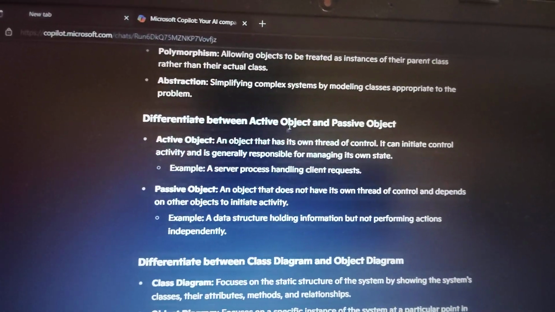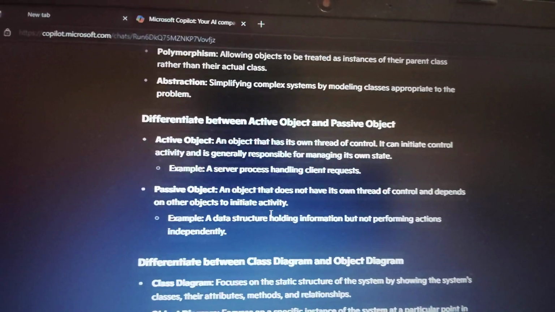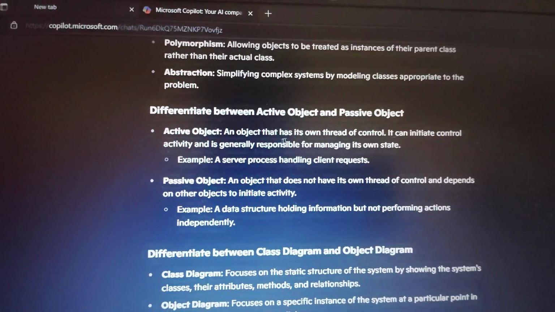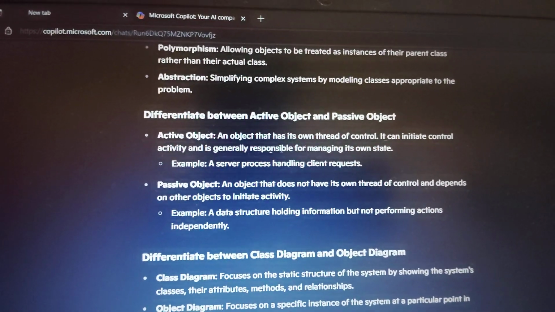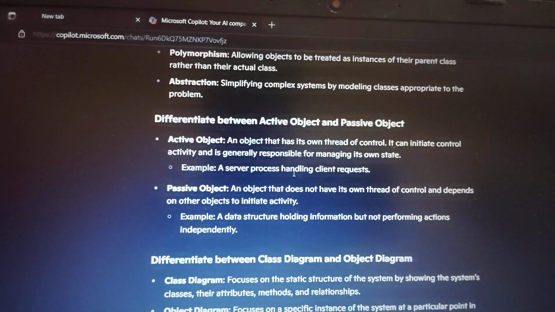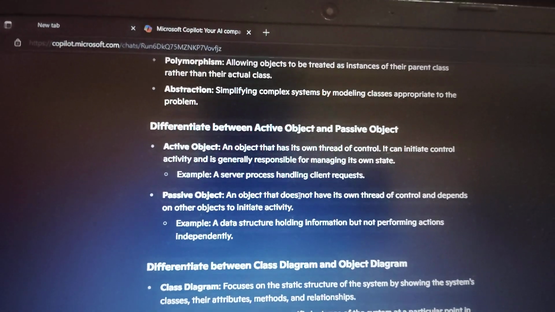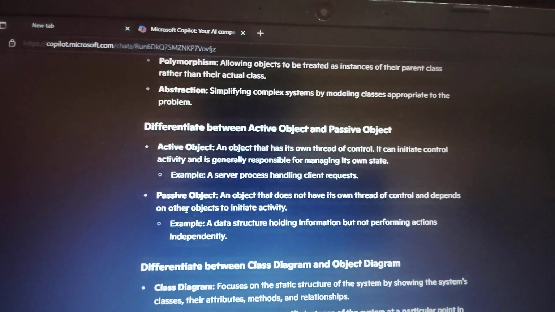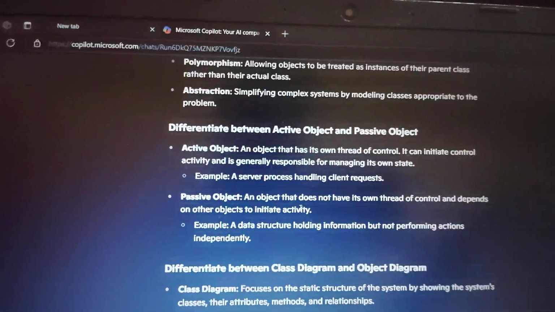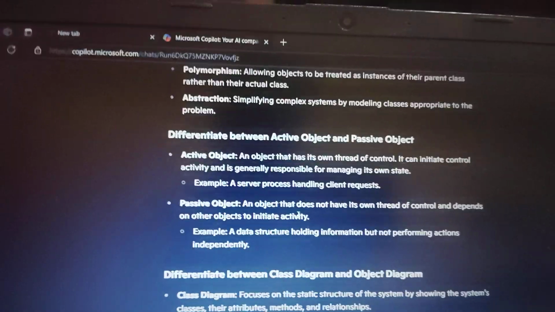The difference between active and passive objects: an active object has its own thread of control, while a passive one depends on the other. That is just the logic I have told you. You can elaborate on it. An active object has its own thread of control and is generally responsible for managing its own state, for example a server process handling client requests. A passive object does not have its own thread of control and depends on another.